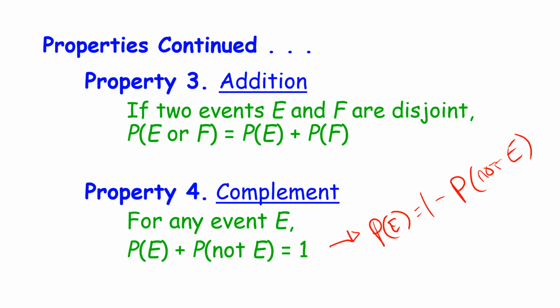Property 3, addition. If two events E and F are disjoint, then the probability of E or F is equal to the probability of E plus the probability of F. Property 4, the complement property. For any event E, the probability of E and the probability of not E equals 1, which means that the probability of E occurring is 1 minus the probability of the complement of E, or of not E.